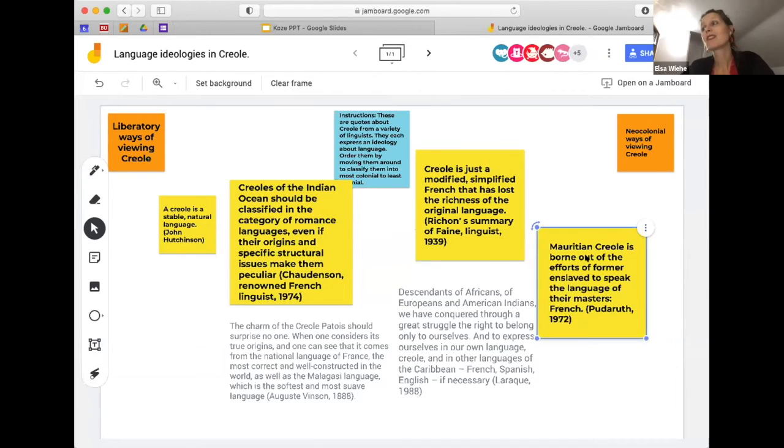Mm-hmm. Yeah. Anybody have a different reading of that quote? Again, this is interpretive work, and this is also why I continuously urge folks to look at the interpretation that goes into looking at archives, primary sources, or quotes. So yeah, thank you for sharing that. Anybody else have a different understanding of this quote in particular, the 1972 one?